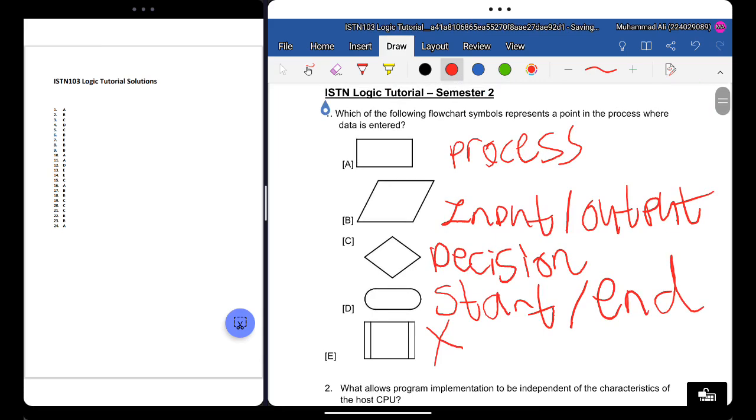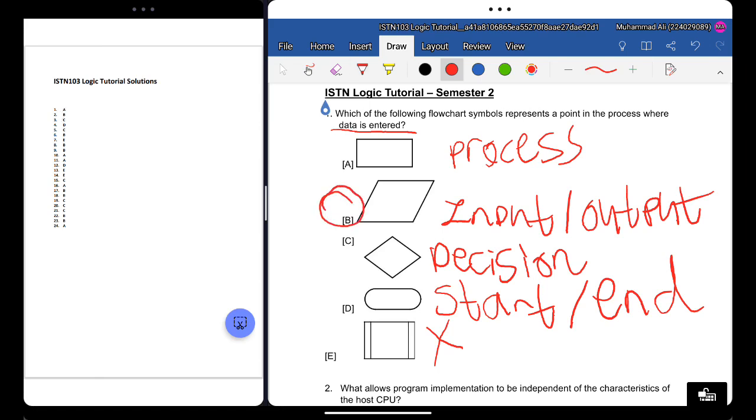Oh, what's the answer? Which of the following charts represents a point in which a process? So it's obviously going to be where data is entered. So you have to be very critical about it. Process is everything, but where data is entered. So wherever data is entered, you're giving the system input. So the answer will be B.